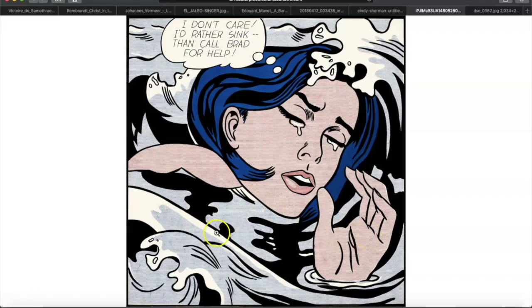But Lichtenstein took that sort of visual vocabulary that was used in comic books and that is still used in comic books to some degree, and turned it into fine art. And so you can sort of see what that's all about.